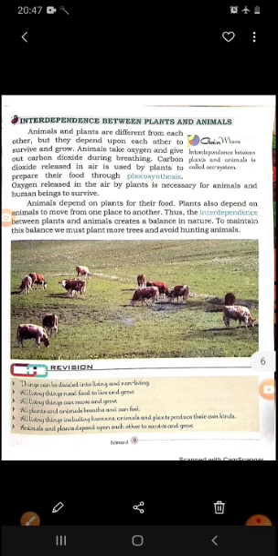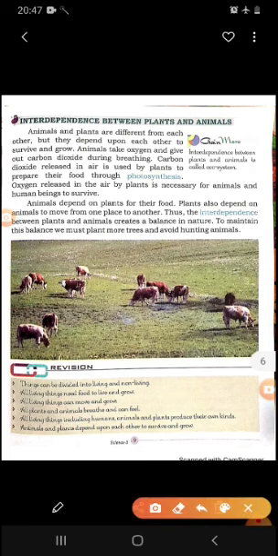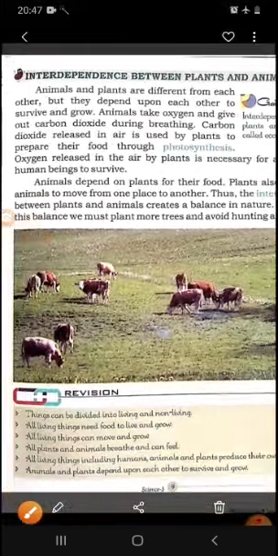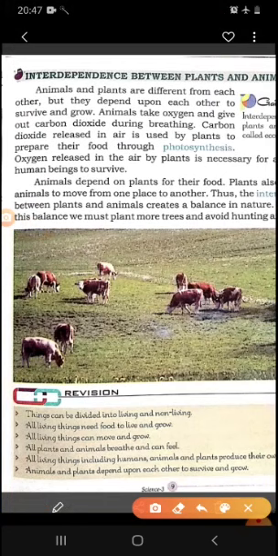Now let's recall what we have studied till now. The first thing is things can be divided into living and non-living. That is, this nature is full of living and non-living things. Then, all living things need food to move and grow. So, why do living things need food? They need food to live and to grow.